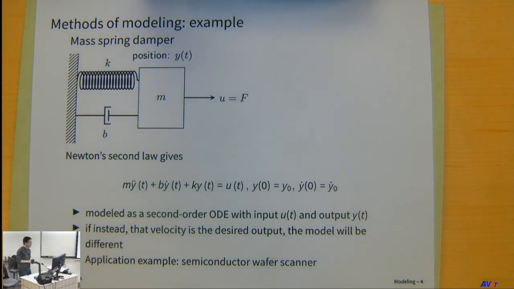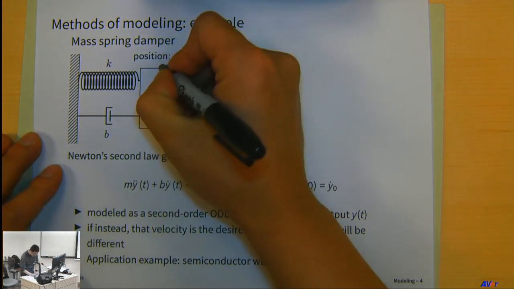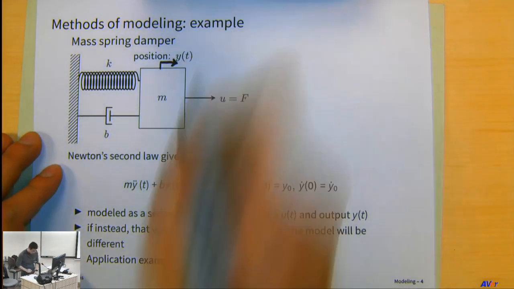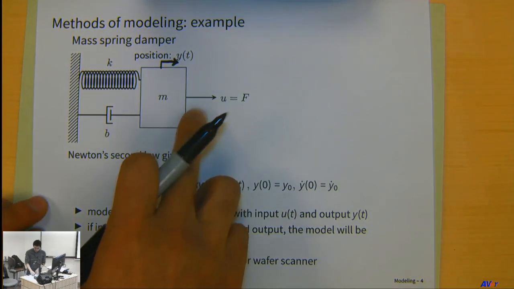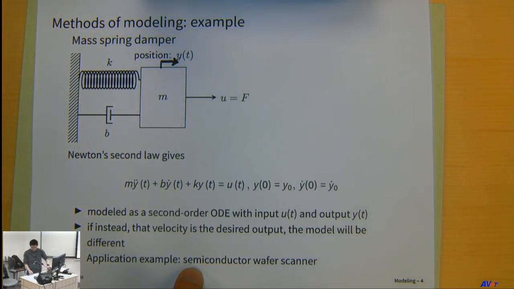This is seemingly simple, but the application is enormous: just a mass spring damper. I have a mass that's connected to a spring and then to a damper. The spring coefficient is K, the damping coefficient is B, and the mass is M. The position of the mass I denote as Y. As I apply force to the mass, I can change the position. I can control the position.